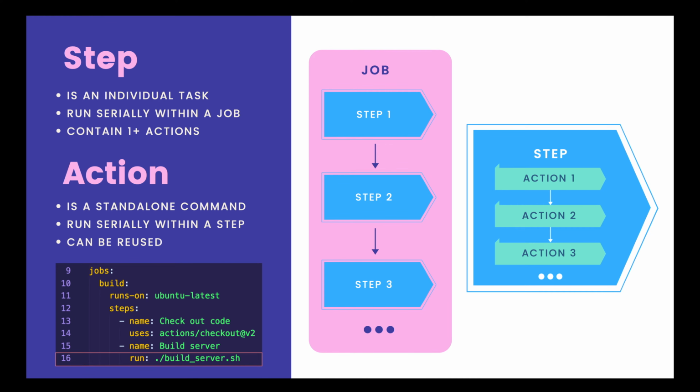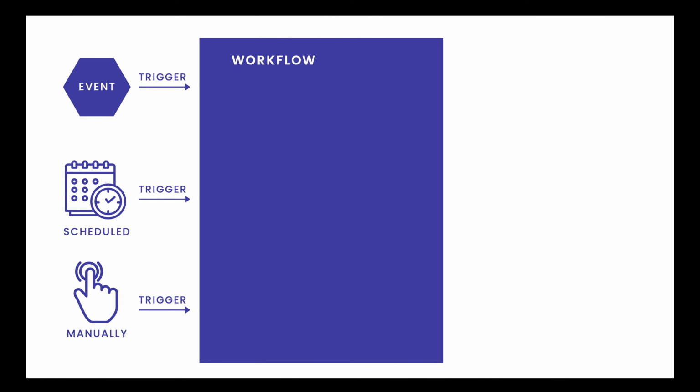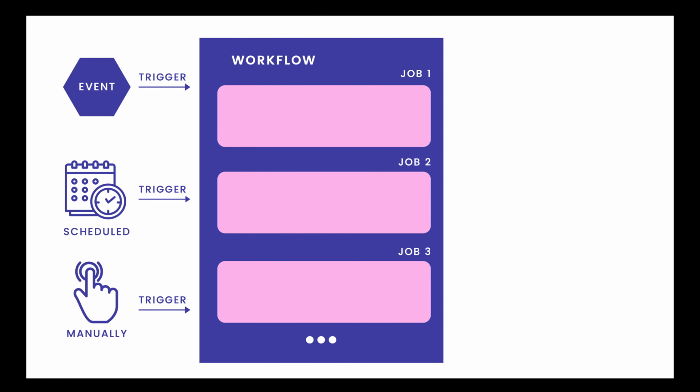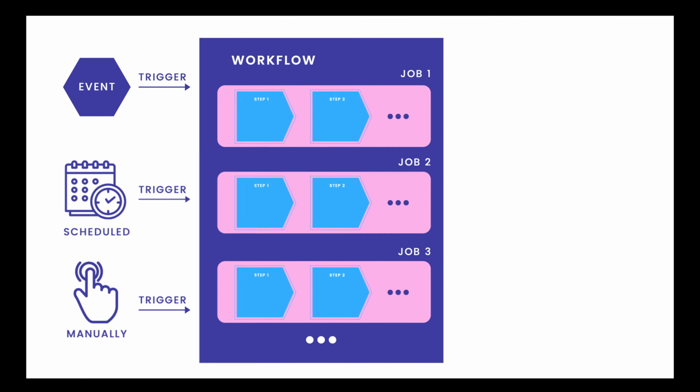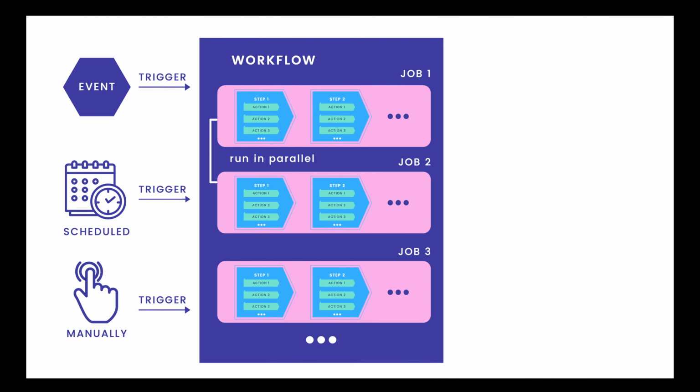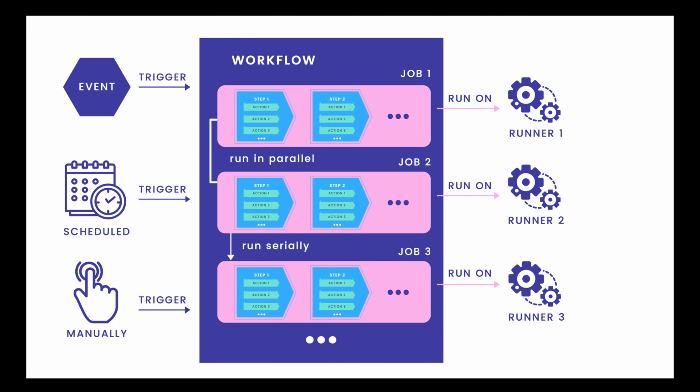Now before jumping into coding, let's do a quick summary. We can trigger a workflow by three ways: event, scheduled, or manually. A workflow consists of one or multiple jobs. A job is composed of multiple steps, and each step can have one or more actions. All jobs inside a workflow normally run in parallel, unless they depend on each other. Then in that case, they run serially. Each job will be run separately by a specific runner. The runners will report progress, logs, and results of the jobs back to GitHub, and we can check them directly on GitHub repositories UI.